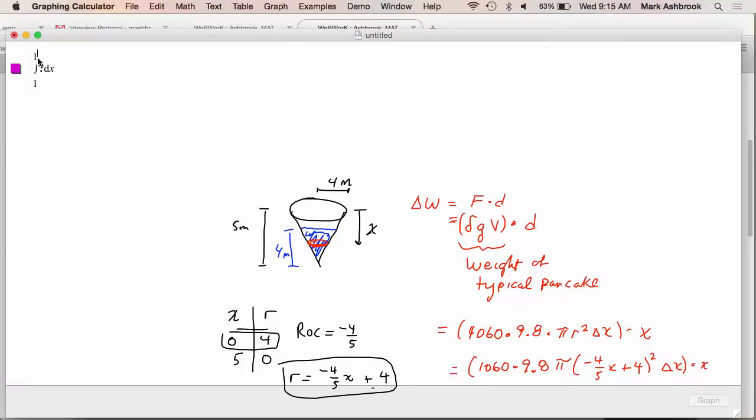And then until x equals what? It's like the very little teeny pancake that's at the vertex at the bottom. X equals 5. Okay, so it's going to be x from 1 to 5, and it's going to be the 1060 times 9.8 times pi times negative 0.8 x plus 4 quantity squared times another x, right?